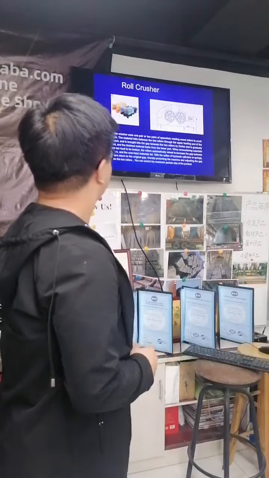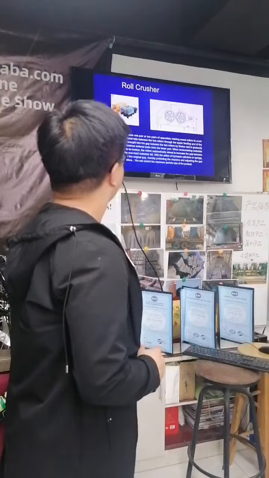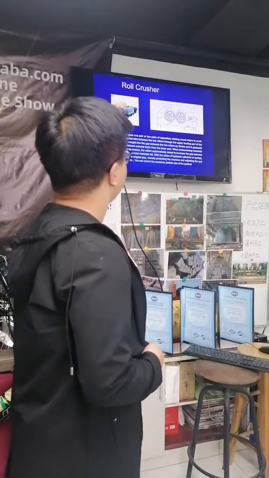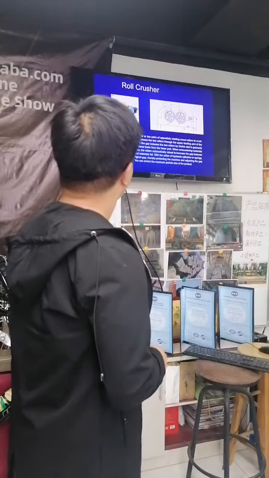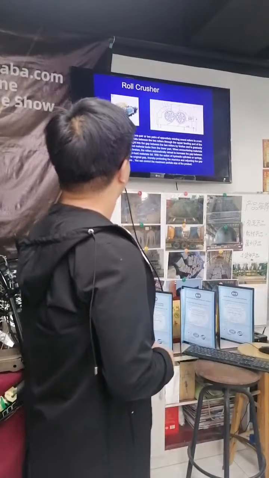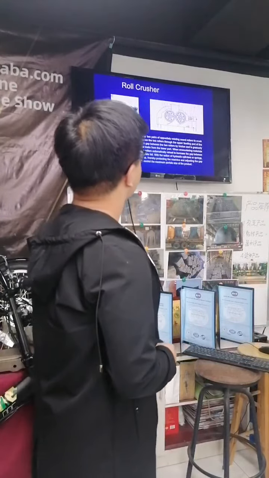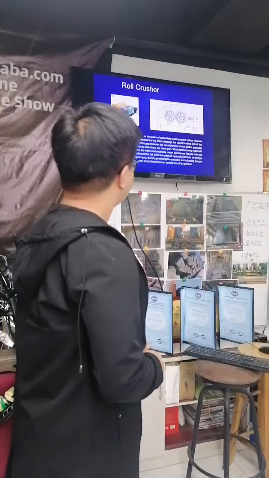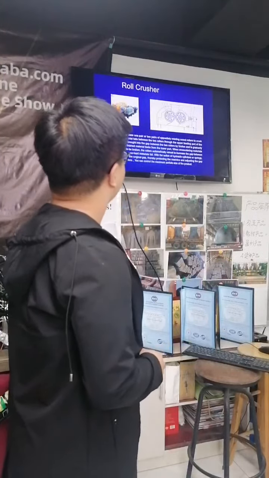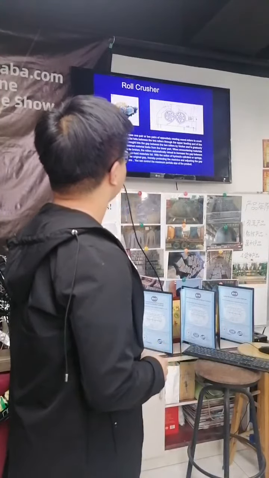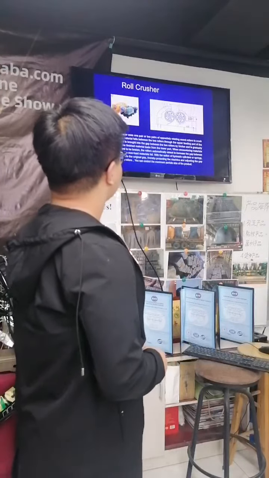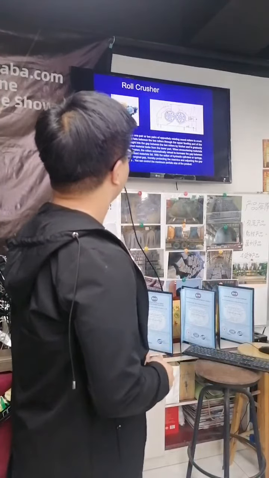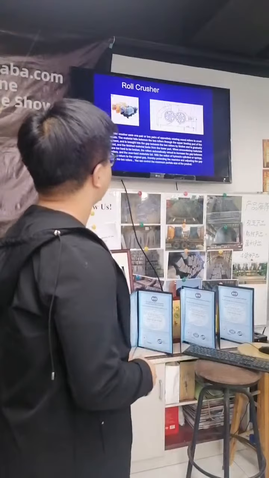Last one is the roll crusher. The roll crusher uses one pair or two pairs of slowly rotating round rolls to crush materials. The material falls between the two rolls through the upper feeding part of the equipment, then is brought into the gap between the two rolls. By friction it is gradually crushed, and the finished material is discharged from the lower part.